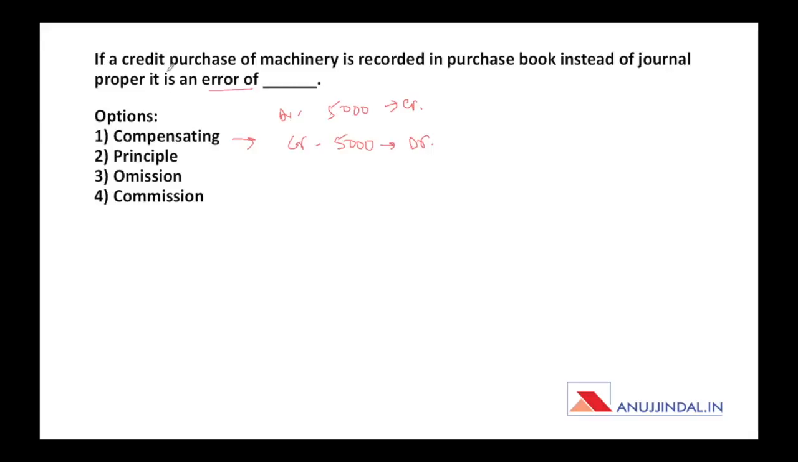This is not that. If a credit purchase of machinery is recorded in purchase book, that means that you purchased machinery, therefore it should have been recorded in machinery account.